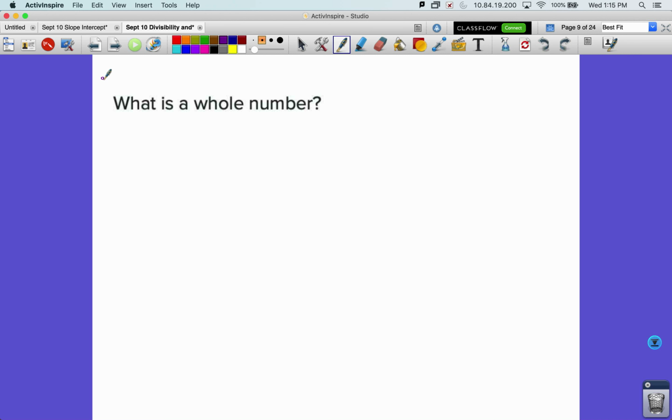All right, so now we're going to start talking about divisibility, which means we need to know what the definition of a whole number is. A whole number is a positive number without a decimal.